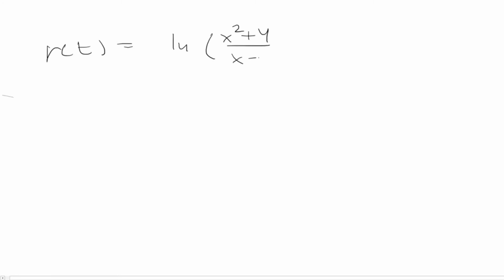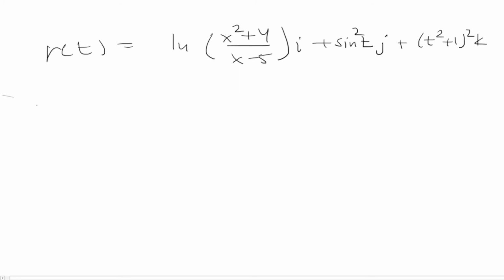Next one, compute the derivative of the vector valued function r of t. So that's going to be ln of (x squared plus 4) over (x minus 5) i plus sine squared of 2t j plus (t squared plus 1) quantity squared k. Okay, so the derivative, you just need to take the derivative of each component.